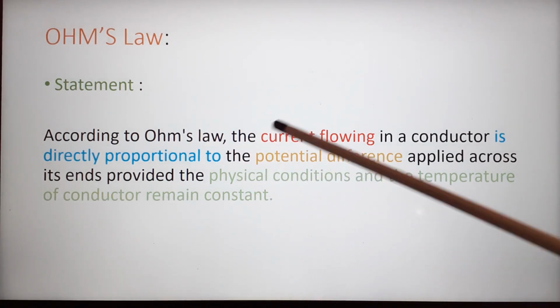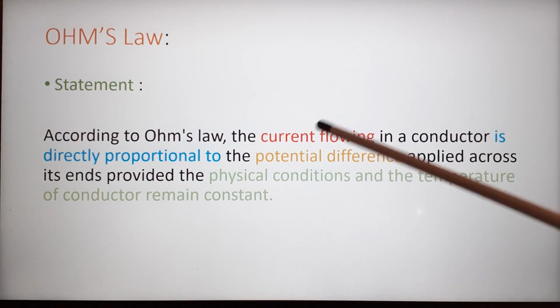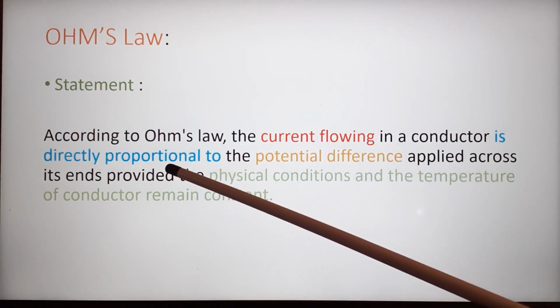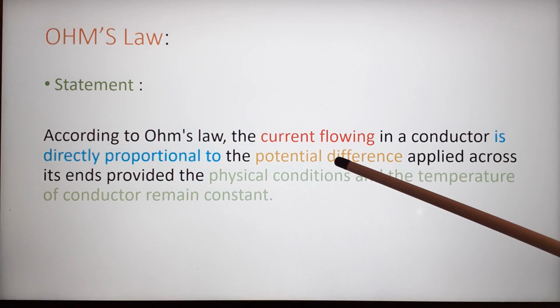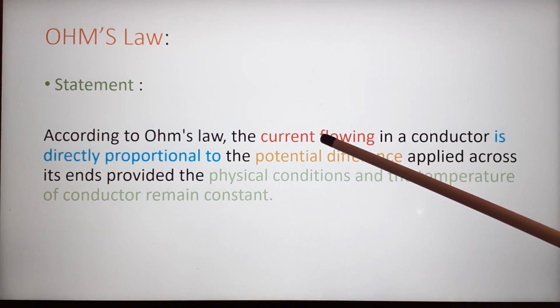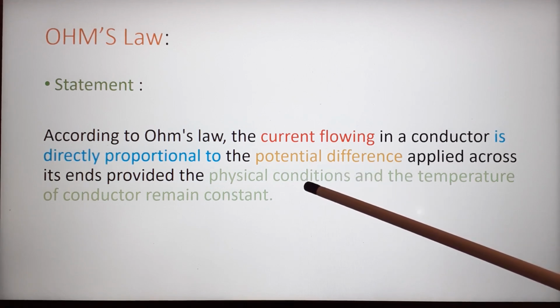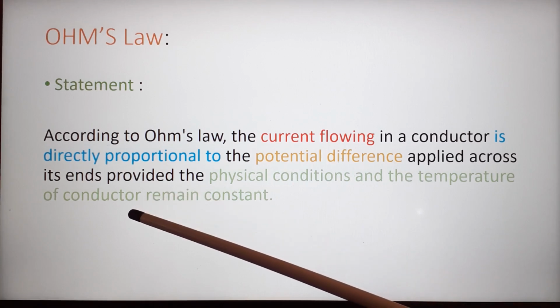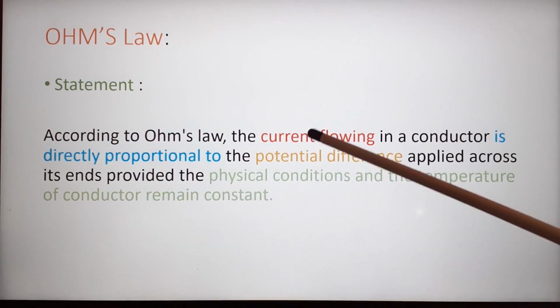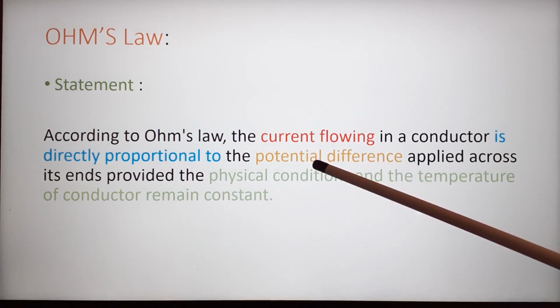According to Ohm's law, current flowing in a conductor is directly proportional to the potential difference applied across its ends. That means, more the potential difference, more will be the current flowing. Current is directly proportional to potential difference only when physical conditions and temperature remain constant. If temperature is changing, then definitely the dependence of current will not be directly proportional to potential difference.